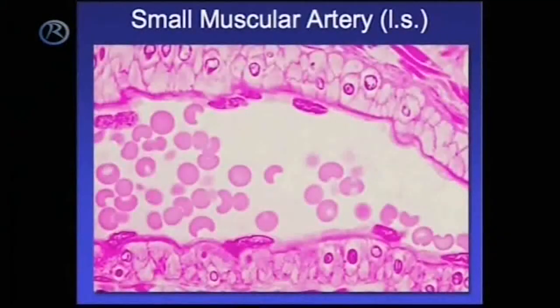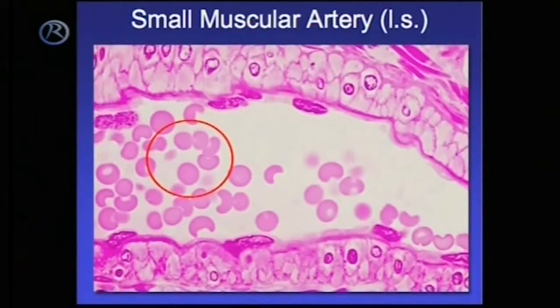Here is a very small muscular artery. Now you can see the endothelium pretty well there. Here's a couple of nuclei. You can see the red blood cells in here. These are the smooth muscle cells. When you get down to one layer of smooth muscle cells, we call that an arteriole. That's the last vessel before you go into the capillaries where you can start doing some exchange.